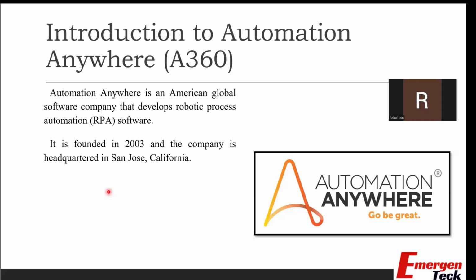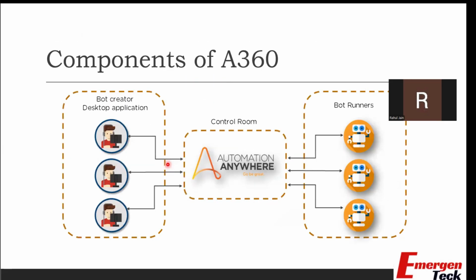Okay, so let's move on to Automation Anywhere A360. We call it A360 now because previously it was called A2019, but now we call it A360 because it is fully cloud based. We will move on to the control room as well, but before going to that, we'll see what the components are.